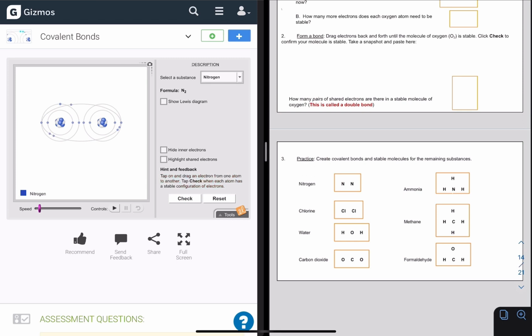So you're going to be drawing in the bonds on here. One thing you can do to make this easier is click on the box that says show Lewis diagram, and then you can use that to help you draw in these structures in these boxes right here.